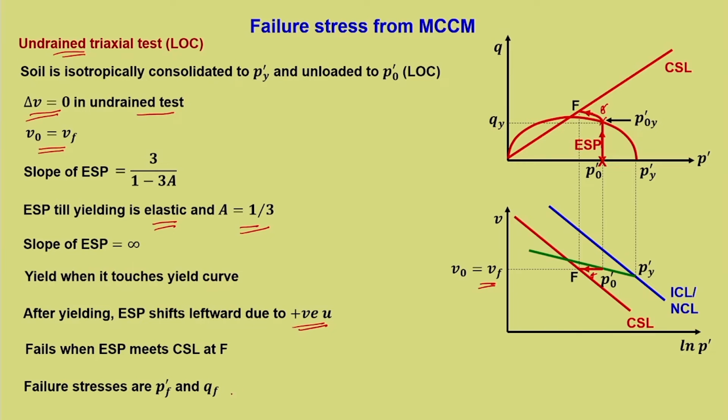Now, failure stresses are P dash F and QF, which need to be determined. So, QF and P dash F. So, this is the failure stress. So, that is for undrained test for lightly over consolidated soil. Now, let us see the undrained triaxial test for heavily over consolidated soil.